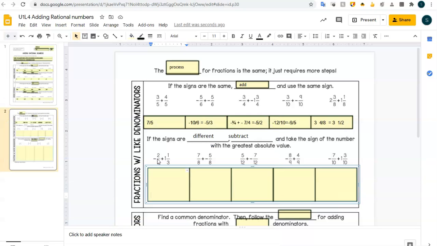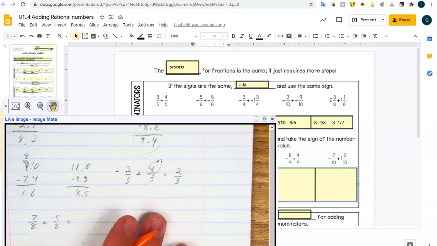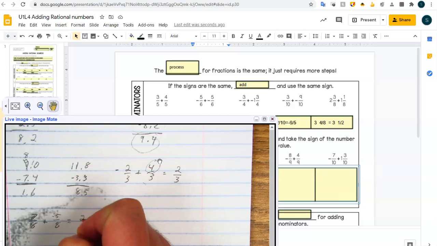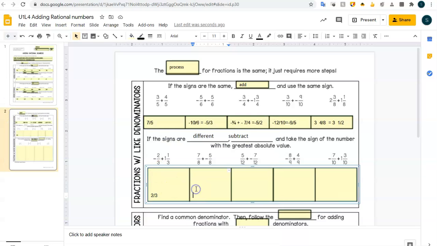Let's look at our next one. We've got 7/8 plus a negative 5/8. So the terms are opposite, so we're going to subtract. So 7 minus 5, that's 2. Our bigger term is our positive one, so we're going to get 2/8, which, by the way, simplifies to 1/4.